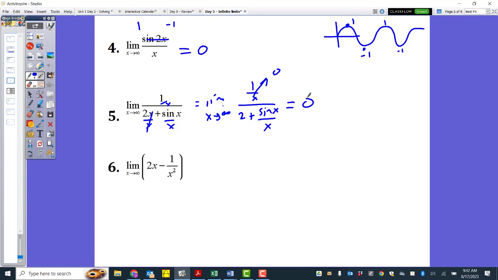Now, technically, this will go to 0, same property we had up there. This is between 1 and -1 over infinity, so that's going to go to 0. So it's 0 divided by 2, but still, same idea. Now let's look at this one. We have 2x minus 1 over x squared. As x goes to infinity, this is going to go to 0. That's just going to be left with infinity.